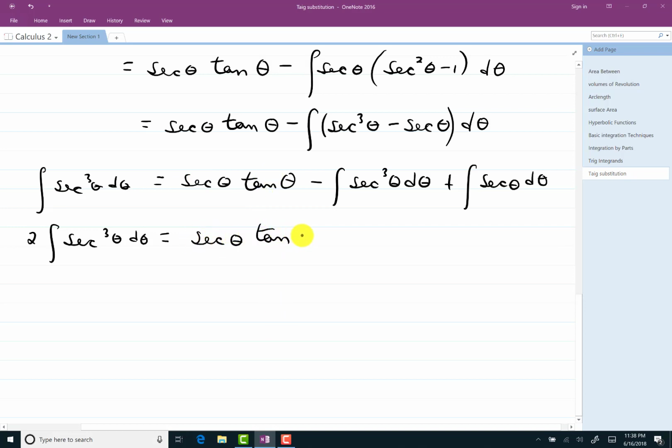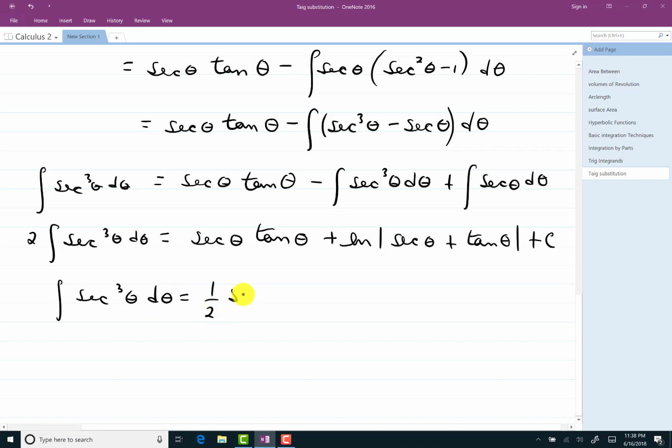tangent theta plus, now the formula for this is the natural log, absolute value of secant theta plus tangent theta. Since the integrals are all gone over here, I'll put a plus c. Now to get my final answer for this integral, I'll divide by 2. Of course, I'm reminding you of this. We did this problem before.